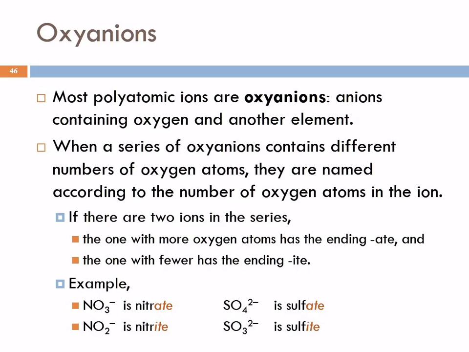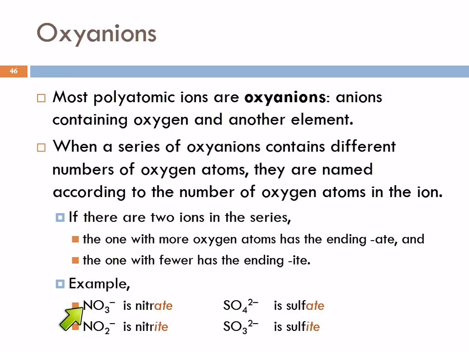The polyatomic ions that have oxygen in them, which is most of them, are known as oxyanions. They're anions that have oxygen, oxyanions. There are some patterns among the names of the oxyanions, but there's still some memorization that you have to use. So when there are 2 ions in the series, the one that has more oxygen atoms is given the ending -ate, and the one with fewer has the ending -ite.